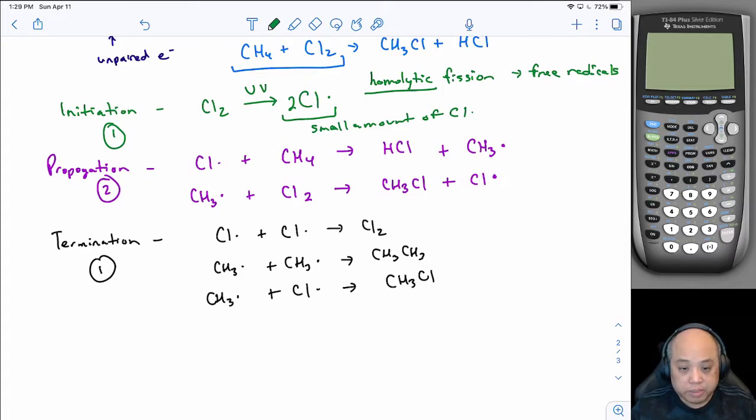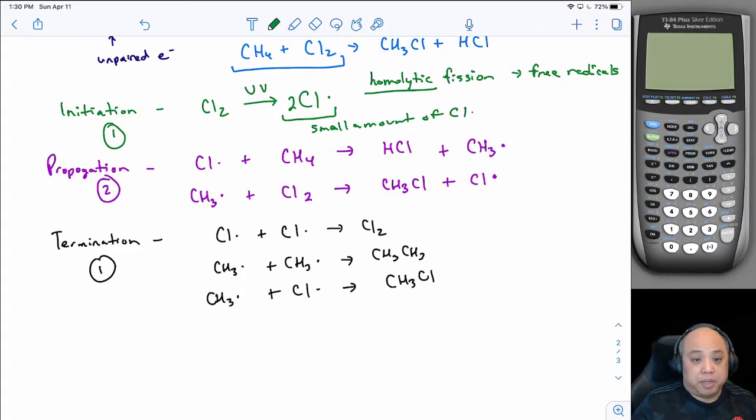The product in the termination step doesn't have to match the products in the overall reaction, because this type of reaction is kind of a scatter of reactions, and you're just trying to get one of them to occur that makes the desired product. So you're going to get a bunch of byproducts in here, and that's okay.